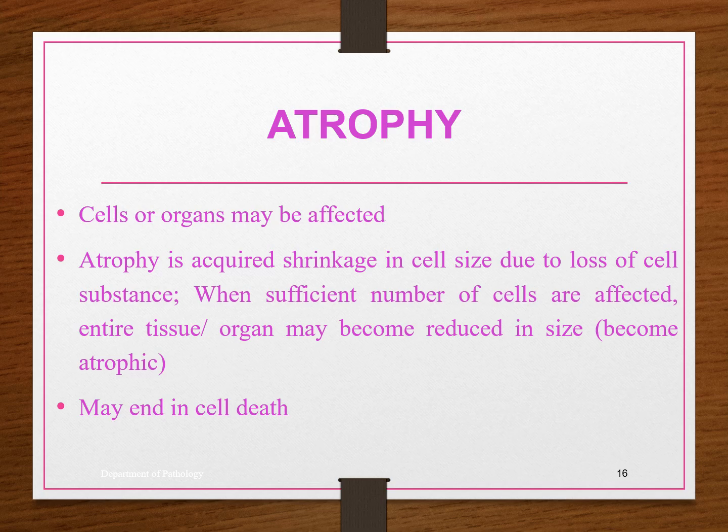Next important topic, atrophy. Cells or organs may be affected, and it is acquired shrinkage in the cell size due to loss of the cellular substance. When sufficient number of cells are affected, the entire tissue or organ may become reduced in size and becomes atrophic, and it may end in cell death.